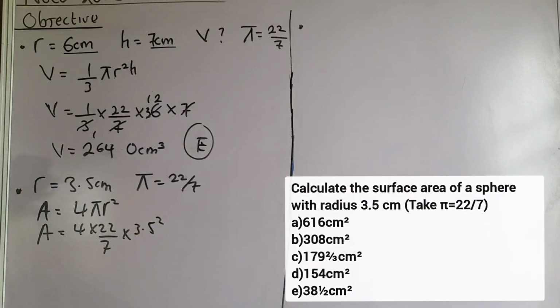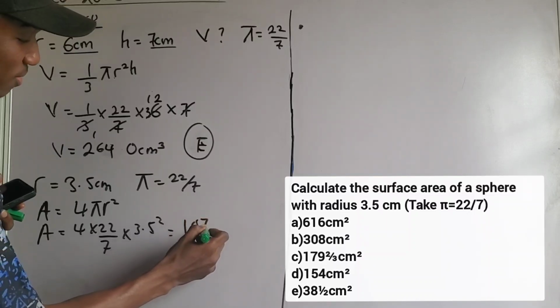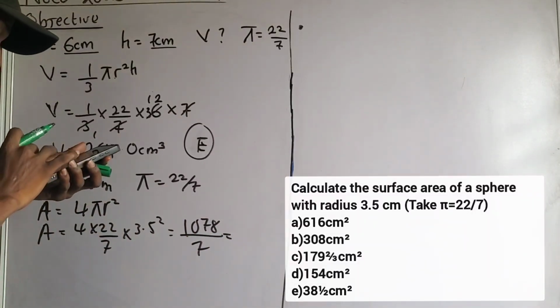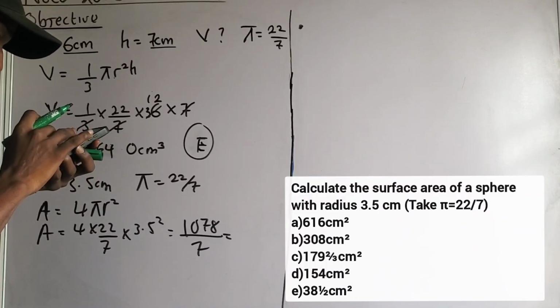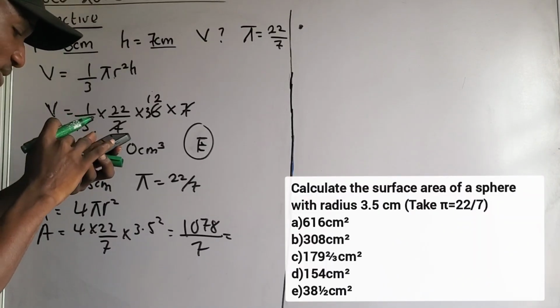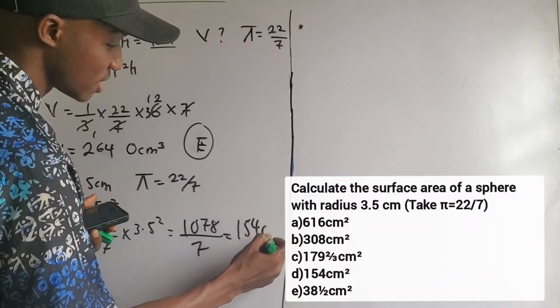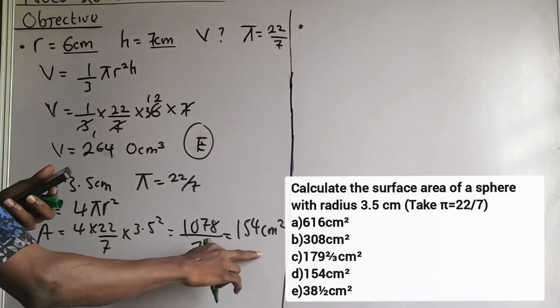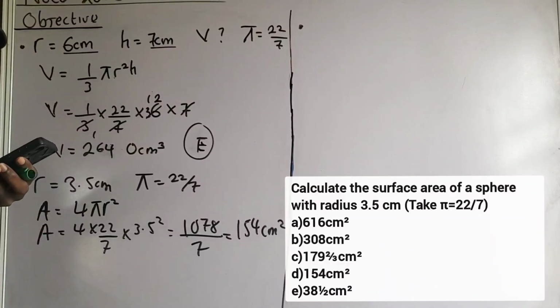Do you understand? Okay, now take the product of the numerator. You're going to have 1078 all over 7. And if you divide this, that is 154, you understand? 154 centimeter squared, okay? Because the radius is in centimeters, so the area will be in centimeter squared. Do you understand? Okay, let's proceed to the next question.